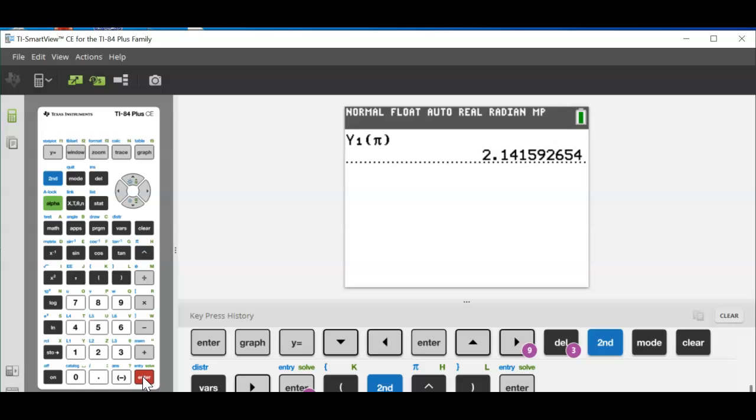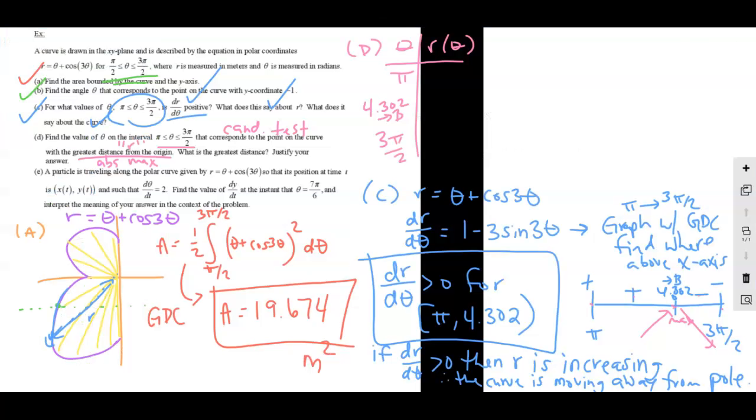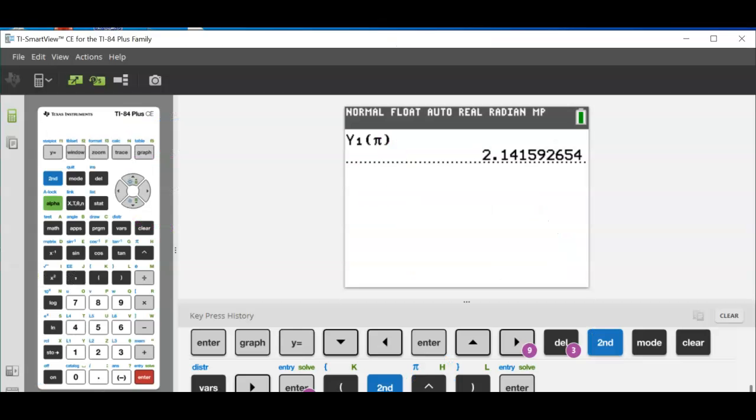And then it looks like 2.141. Here we go. The distance for this would be in meters, I think. And then we need to plug in the alpha b value, which I have stored, and 3 pi over 2. So let's go get those really quickly also.